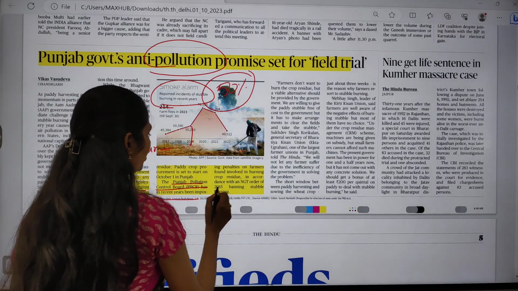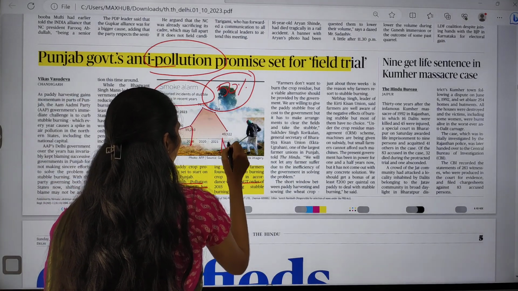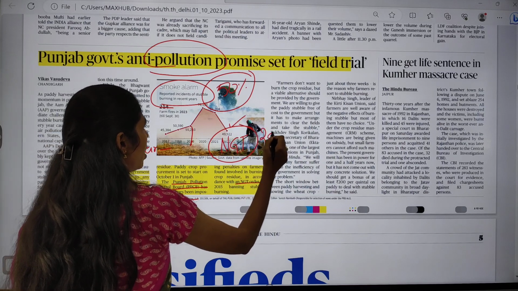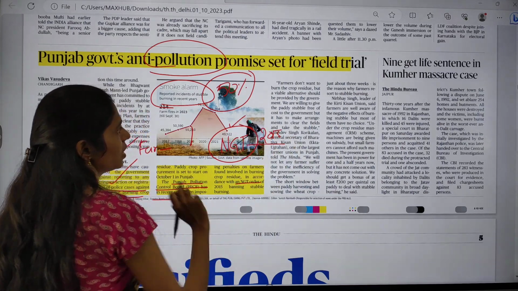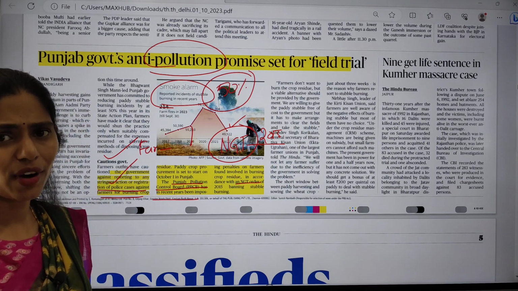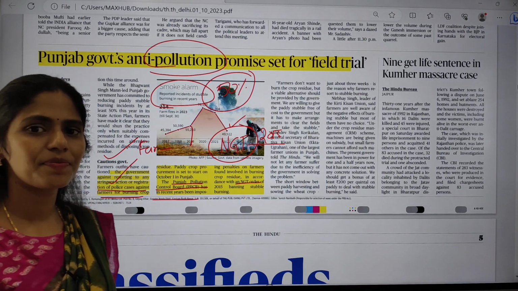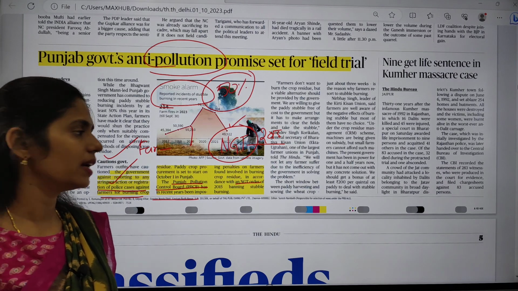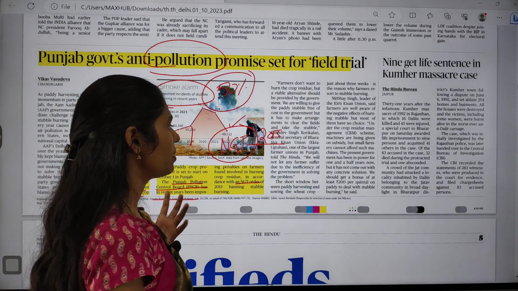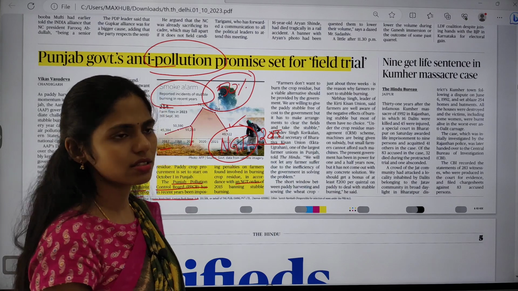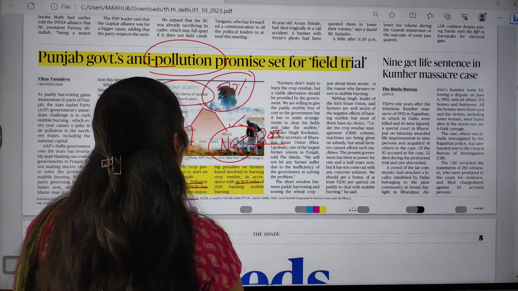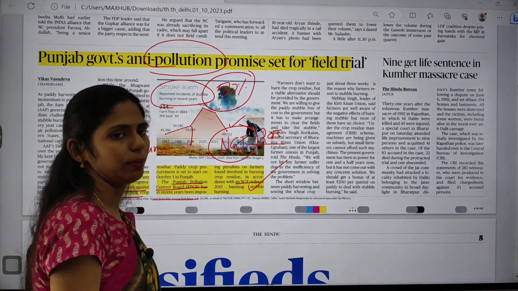And why? Because NGT, that is National Green Tribunal, banned the stubble burning in 2015 itself. And even government will be providing some alternatives like providing some happy seeders so that they will not go for stubble burning. Okay, so these are some steps which are going to be taken by this government of Punjab to control this air pollution. So this is about this topic.